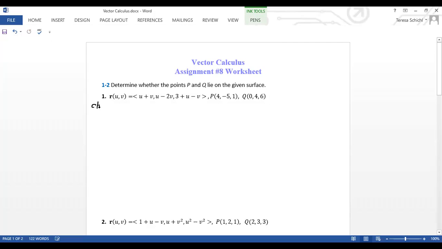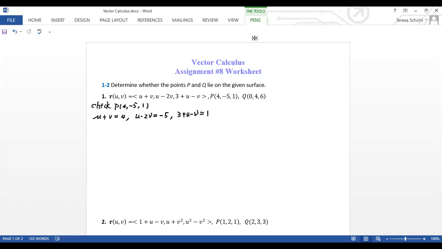So let's check the point (4, -5, 1) to see if it is on the surface or not. That means x equals 4, so u plus v equals 4. Then u minus 2v equals the y, which is -5. And the other one, 3 plus u minus v, equals 1.